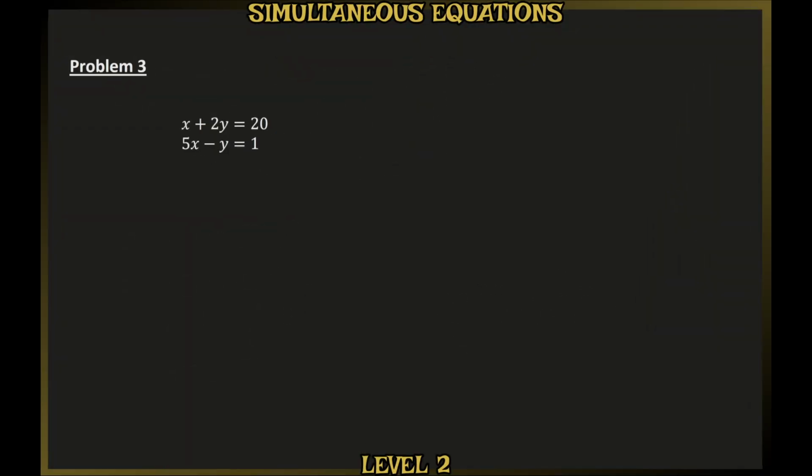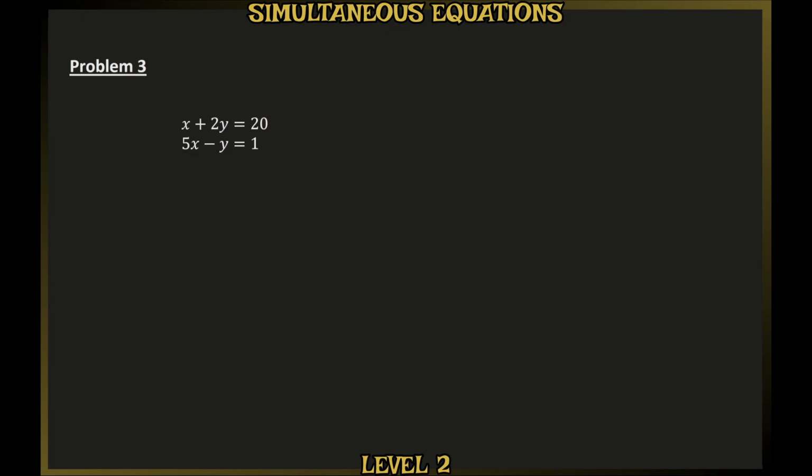In problem 3, we're solving x plus 2y equals 20 and 5x minus y equals 1. And we want to solve this by eliminating one of the variables, so getting rid of either the x's or the y's. Now looking at the two equations, at the moment we don't have the same number in front of the x's and we don't have the same number in front of the y's. But we can multiply to make these numbers the same, which then allow us to eliminate them.